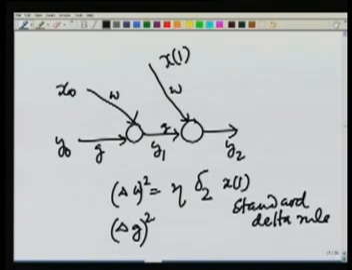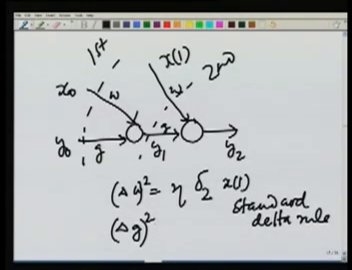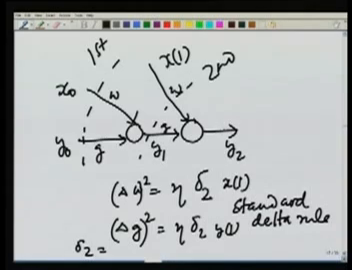Similarly, delta G in the second layer. This is the second layer, and this is the first layer. So, in the second layer, delta G due to the error from here is eta delta 2, and the input is y1. And what is delta 2? Delta 2 is obviously the error here, which is E2 into y2 into 1 minus y2.